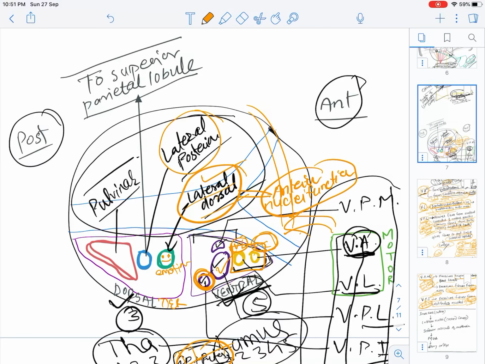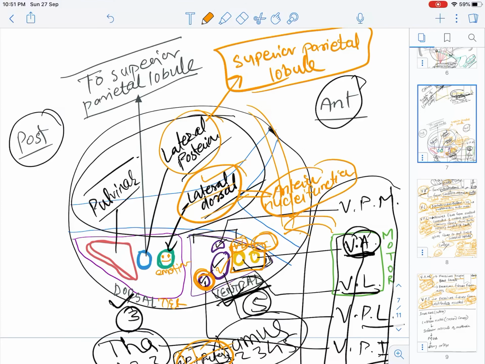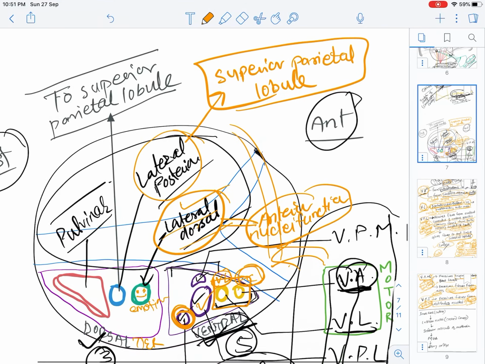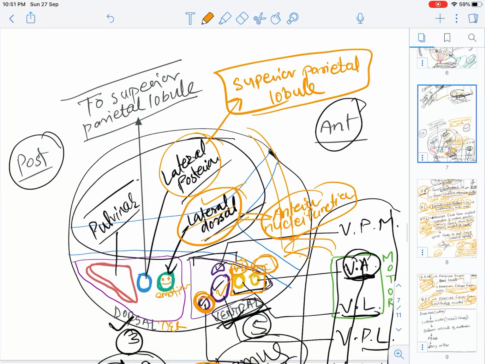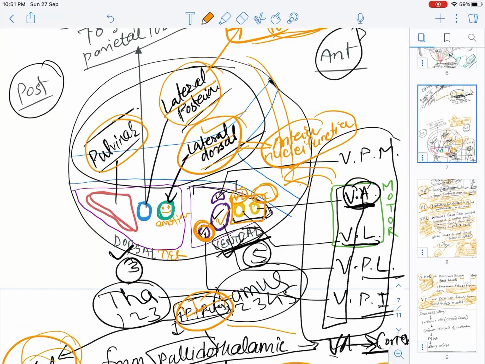Next is lateral posterior. Okay, this is lateral posterior. It is concerned with only one connection, you have to remember, superior parietal lobule. Okay, so lateral posterior nucleus is concerned with the superior parietal lobule. Function of it we will see in the function of cerebral cortex video, but for this time you remember that lateral posterior nucleus is connected to the superior parietal lobule. It has only one connection and nothing else.